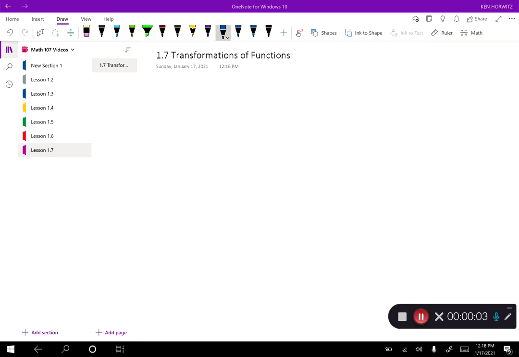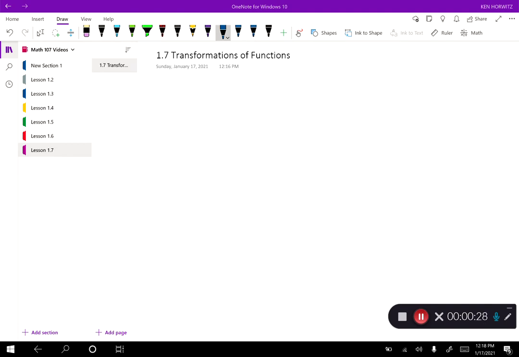Welcome back, everybody. Today we're in section 1.7, transformations of functions. Transformations can be really helpful in graphing some more difficult equations. So let's start looking at the concept of transformations and how a function reacts when we add, subtract, multiply, divide to that function.